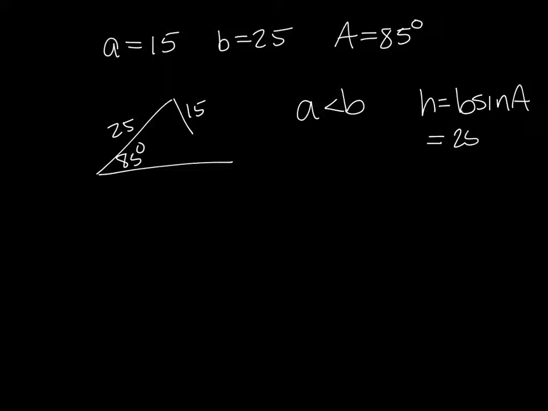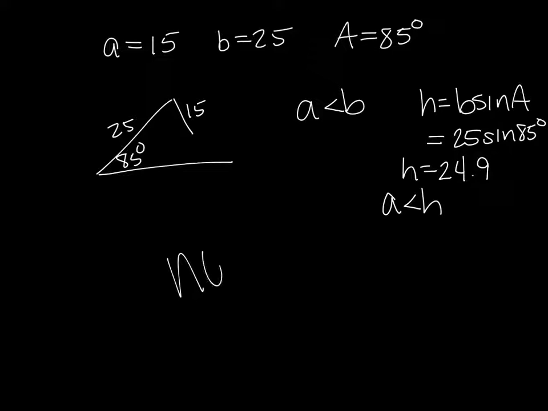So we're going to figure out what that is. B is 25, sine of 85 degrees. So we plug that in the calculator. And we find out that H equals 24.9. Okay, now A is 15. So A is less than H, right? Which means we have A. A is less than H means no triangles. So this actually has no solutions because there's no triangles I can do this with, right? There's absolutely no triangles I can do this with. So we're done. That's it.